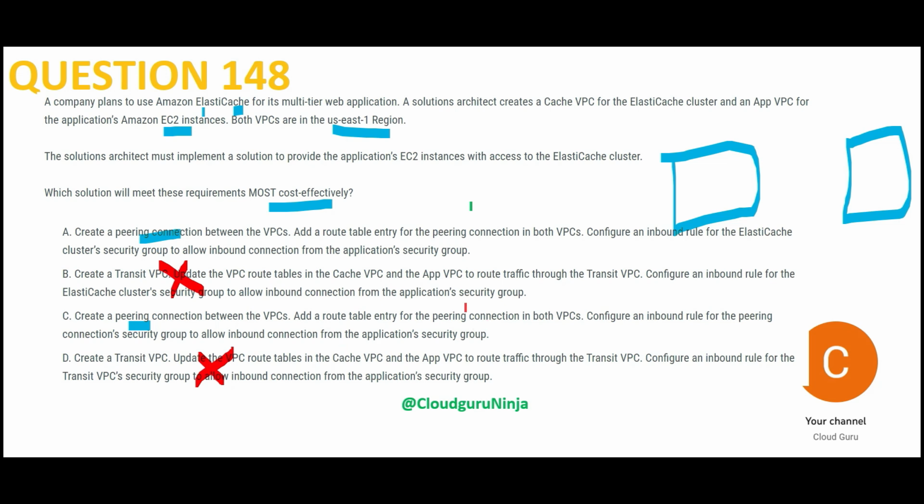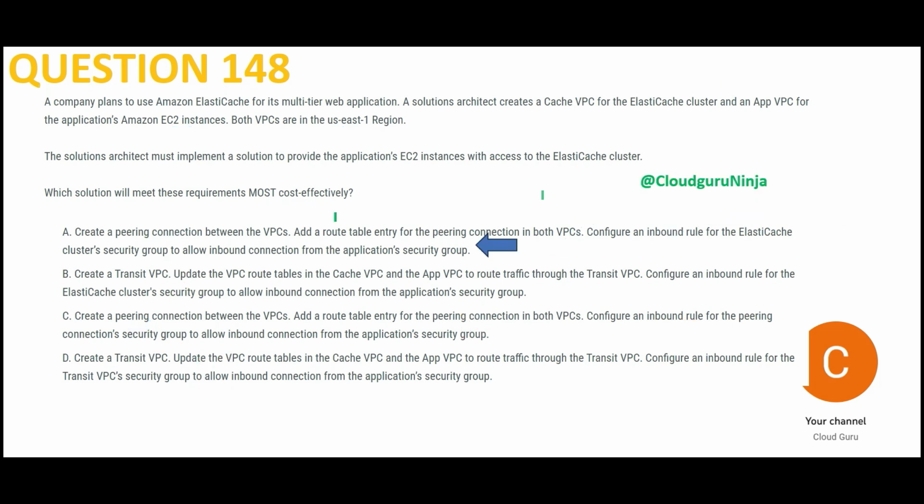C is incorrect because the difference between C and A is almost the same, but here they are trying to create an inbound rule for the peering security group. We don't want to put anything for the peering security group. We want to put it for the ElastiCache, because the EC2 instance has to talk to ElastiCache. So ElastiCache should allow inbound connection. That is why A is correct in this case, because A is telling you that the ElastiCache inbound rule will be set and inbound connection from the application security group will be allowed. So what is the application security group? From the application EC2 instances, from here it will be allowed. So this is the most apt answer.